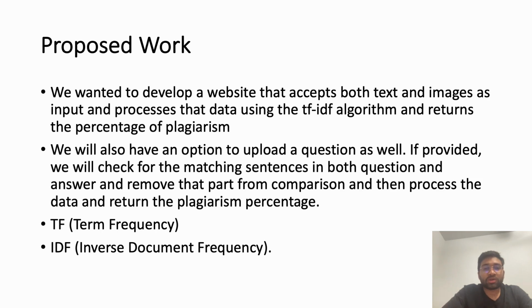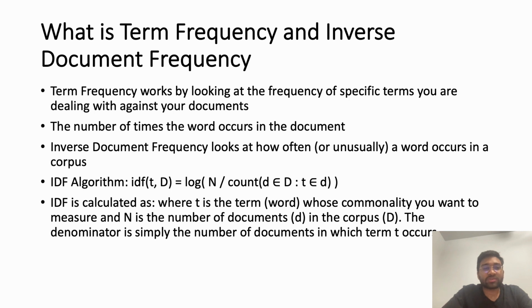So, what is term frequency and inverse document frequency? Term frequency works by looking at the frequency of the specific terms you are dealing with against your documents, and the number of times the word occurs in the document is known as term frequency. And coming to the inverse document frequency, it looks at how often a word occurs in the corpus. And coming to the formula calculated, where t is the term whose commonality you want to measure, and n is the number of documents. The denominator is simply the number of documents in which the term t occurs.